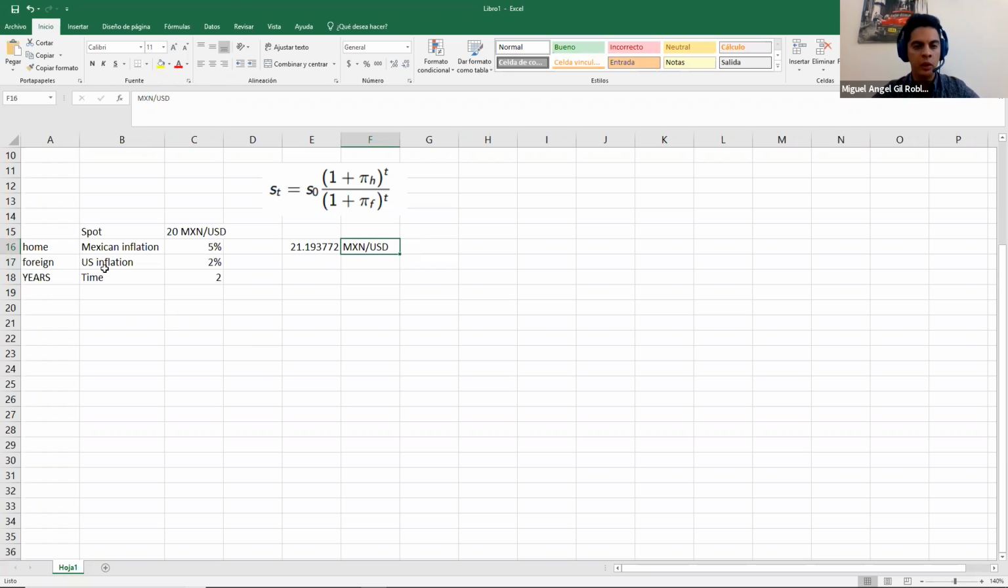So as you can see now, we made a change because we are including time. Before we didn't care that much about time, but now we are caring about time. So the name of this topic, as I said earlier, is the relative PPP. This is something that you will also use in activity number 5.